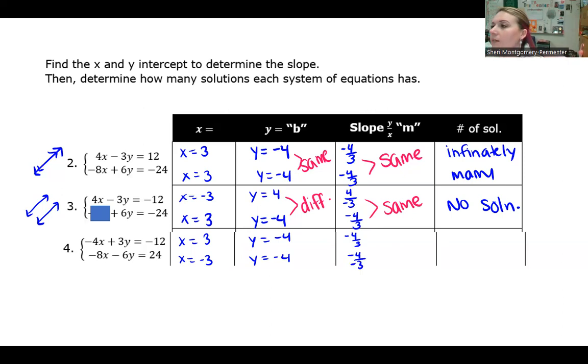This is what I got. Is this what you got? All right, what is a negative over a negative? What's a negative divided by a negative? A positive. So this actually becomes 4 over 3. These are the same. But these are different.